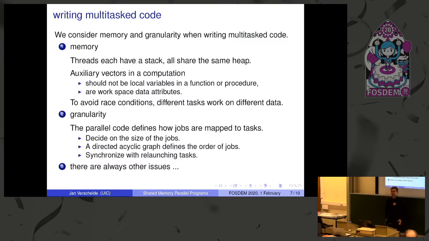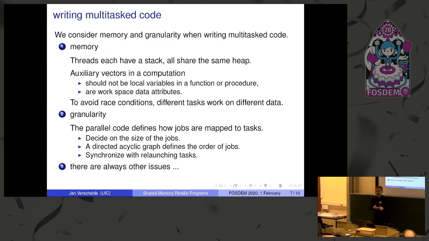Okay, so if you want to write multitasking code, there are 2 main issues that you have to consider. The first one is memory. So every task has its own stack, but they all share the same heap. So if you start allocating and deallocating, you better do that outside the task routines. So everything that you do on these power series, you have to allocate the auxiliary vectors outside and pass those pointers to the auxiliary data structures in the arguments of the jobs.